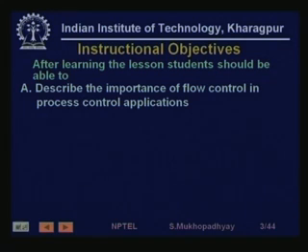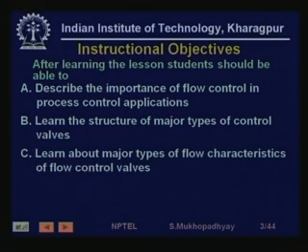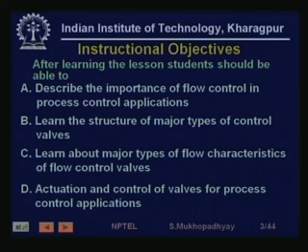They are found everywhere in process industries. Learn the structure of major types of flow control valves. Learn about their flow characteristics, because that is very important in designing the applications. And finally, how to actuate these valves and how to affect their characteristics to achieve a certain characteristic of the process control loop. So, these are the topics that the student is expected to learn from this lesson.